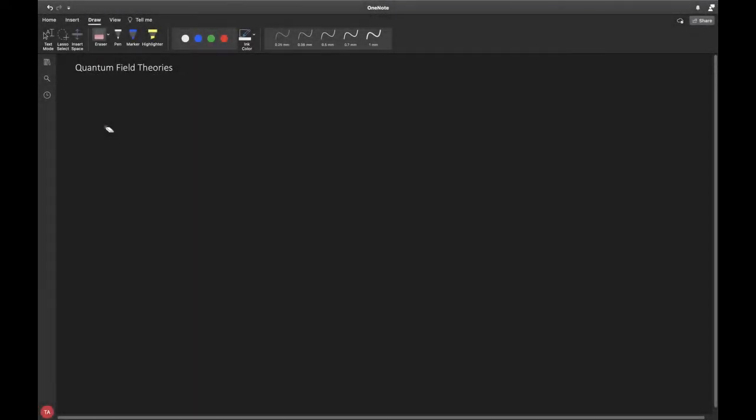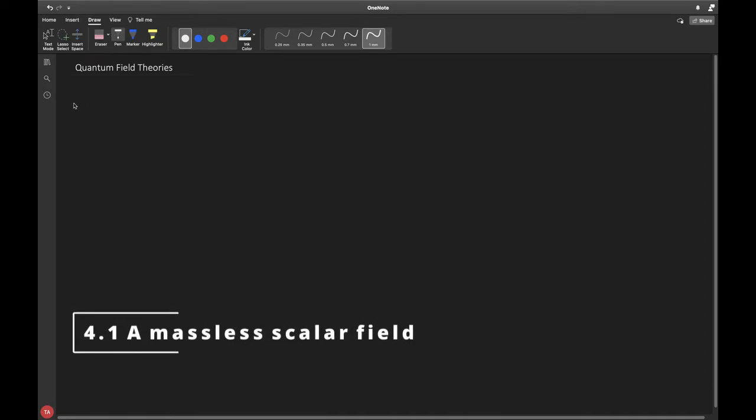In the end of the video, we will give a recipe on how to make a field theory into a quantum field theory using what we learned in the quantum lecture. So let's get started with our first quantum field theory. Finally, we will discuss our first quantum field, which is going to be the scalar field, the massless scalar field.